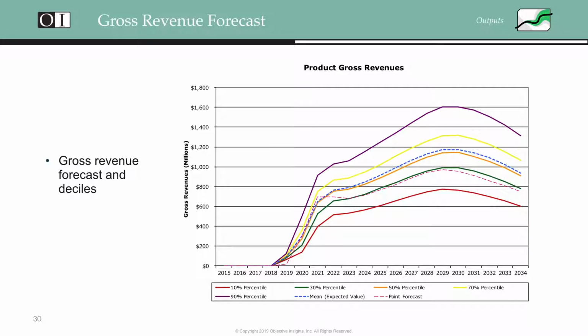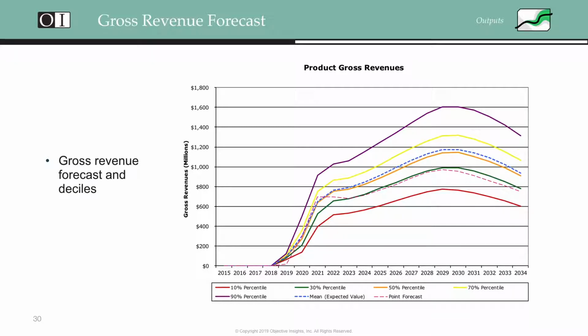The 30% line means there's a 30% chance we'd be below it, and a 70% chance we'd be above it. The 90% decile means that there's a 10% chance we'd be above it, 90% chance we'd be below it. Also on this graph, we can see there's a mean value and a point forecast.